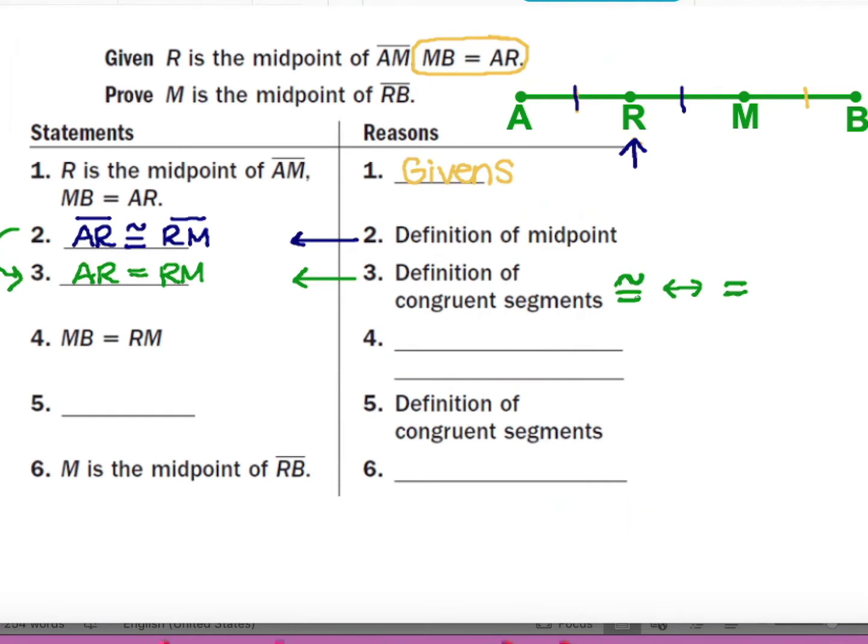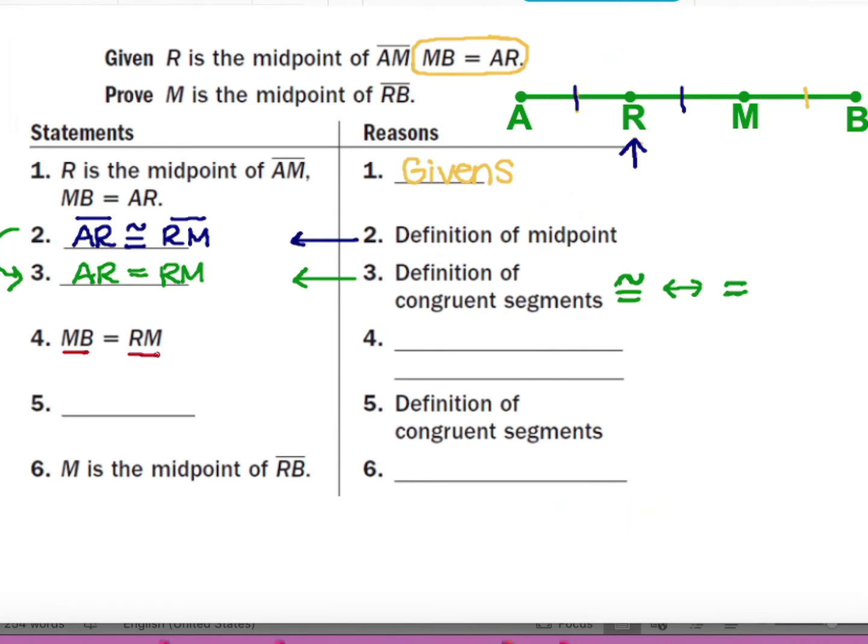So why would we want to do that? Why would we need an equal sign? Sometimes when we're doing those algebra problems, an equal sign will work better for us. Here we've got segment MB. The length is equal to RM's length. How do we know that?